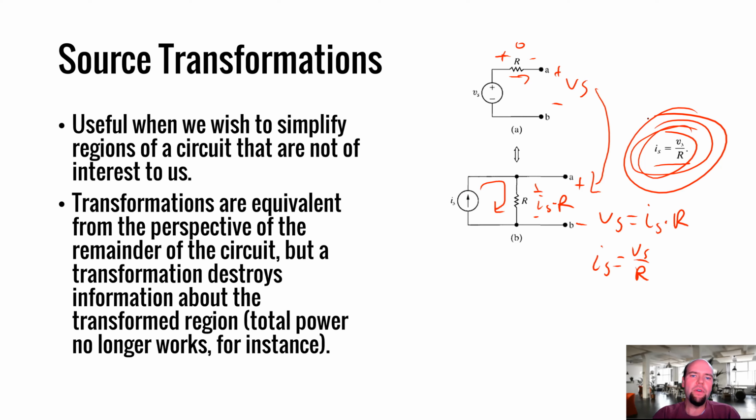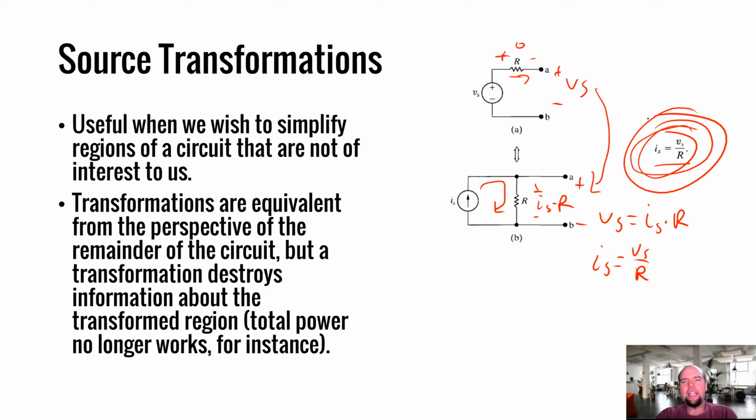But one thing to note is that equivalent source transformations result in a circuit that is equivalent to everything else, but they do modify the circuit. So when you take a region of a circuit and change it into its equivalent form, even though that change doesn't impact the rest of the circuit, you are overall still changing the circuit. What that means is that you're losing information about the original circuit when you do these transformations. And so things like calculating the total power for a circuit don't work after you do these transformations.